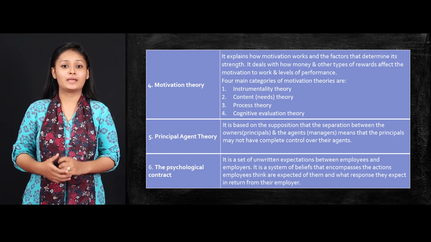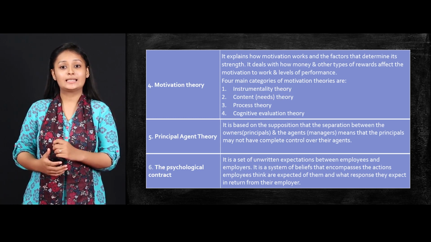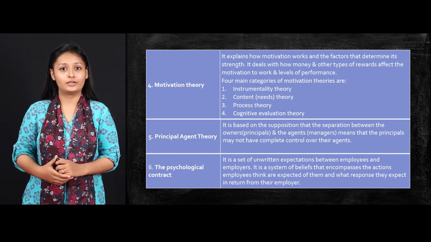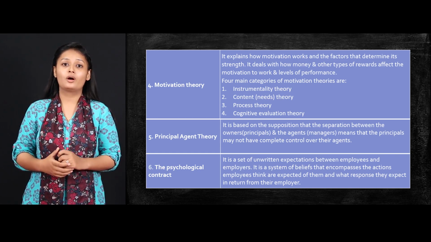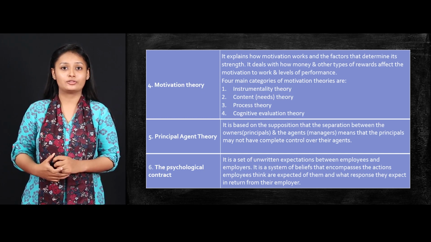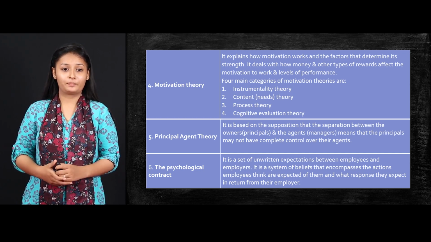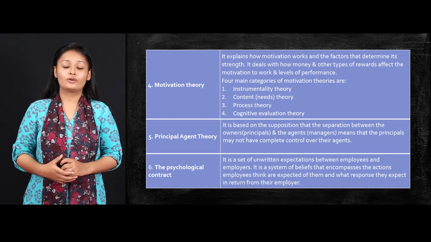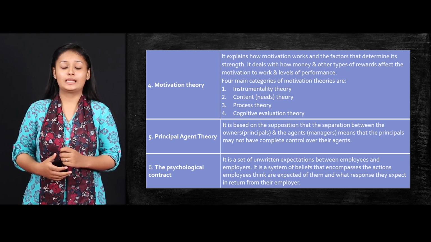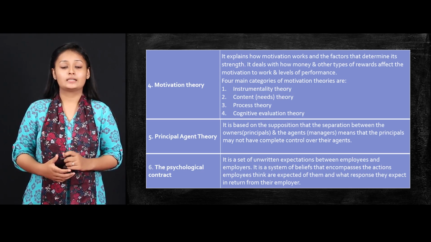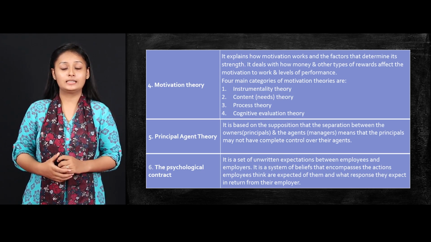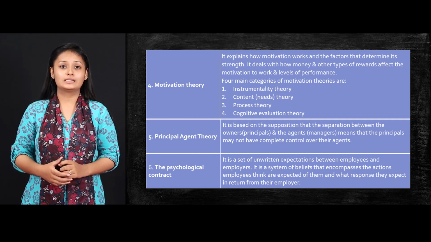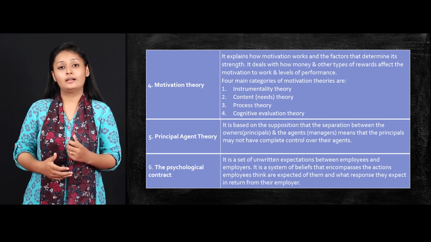The next concept is principal agent theory. Principal agent theory is based on the supposition that the separation between the owners, that is the principals, and the agents, that are the managers, means that the principals do not have complete control over the agents or the managers. The last is psychological contract. It is a set of unwritten expectations between the employees and the employers. So it is a system of belief that encompasses the actions employees think are expected of them and what responses they expect in return from their employer.